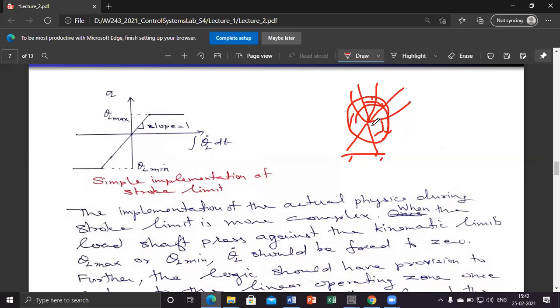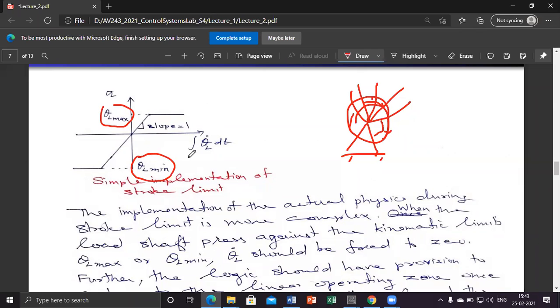So there is always a maximum limit, positive limit and negative limit, for the deflection. This is a rotary case. If it is a linear movement case, definitely there will be a plus linear displacement limit and a minus displacement limit. That is what we represent here by the limits theta L max and theta L minimum. And here the slope is equal to 1 because the input deflection is the actual shaft deflection.